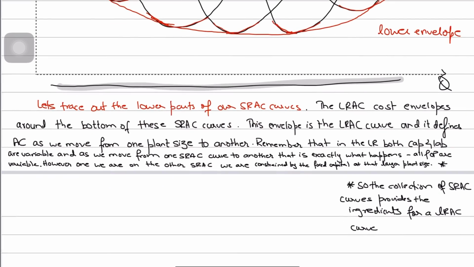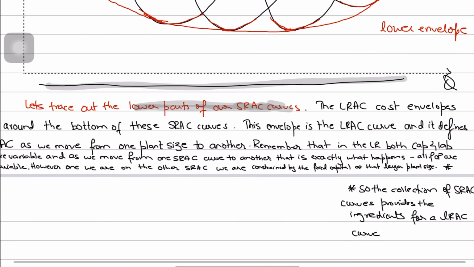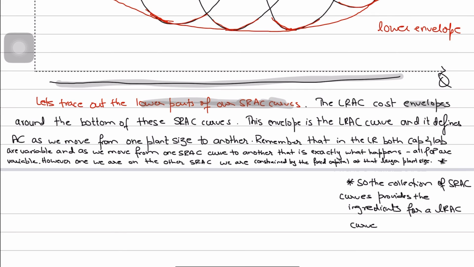So if we trace out the lower parts of the short run average cost curves, the long run average cost curve envelopes around the bottom of these short run average cost curves. Each point on the long run average cost curve defines the average cost as we move from one plant size to another.